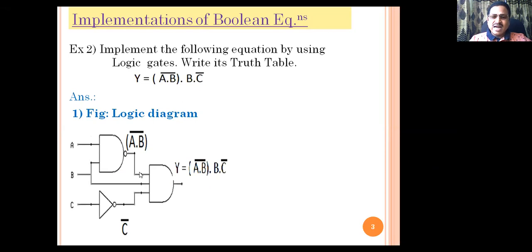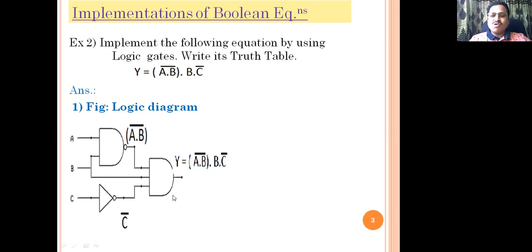So as a result, there are three inputs for the output gate, that is an AND gate. Inputs are complement of A and B, B, and C bar, and the resultant output of the three-input AND gate will be complement of A and B, and B, and C bar. We'll get the required equation by using this logical construction.